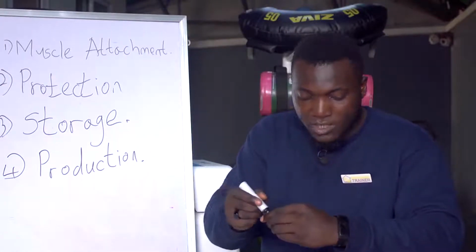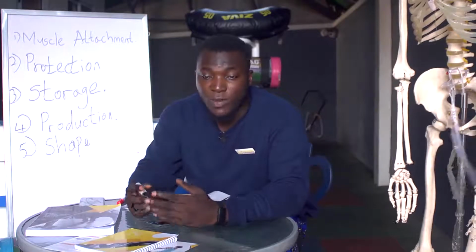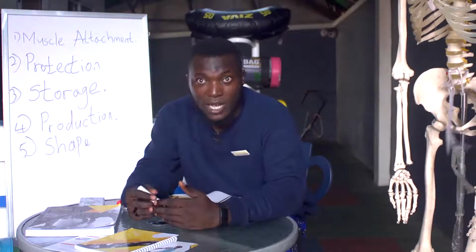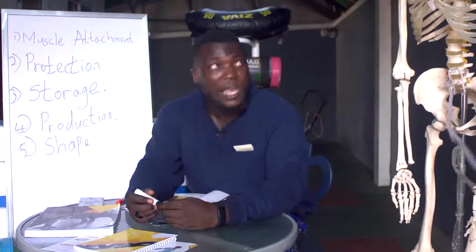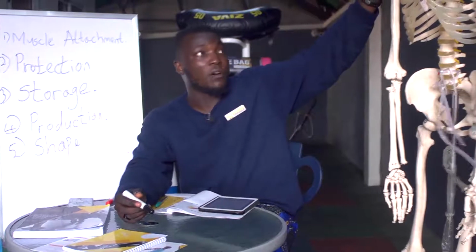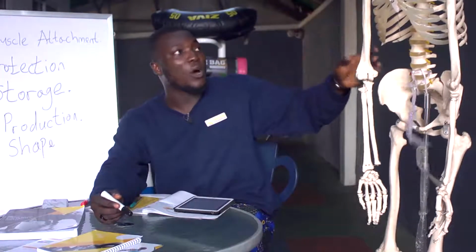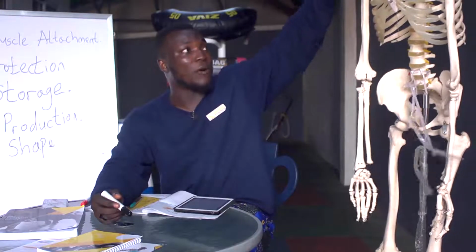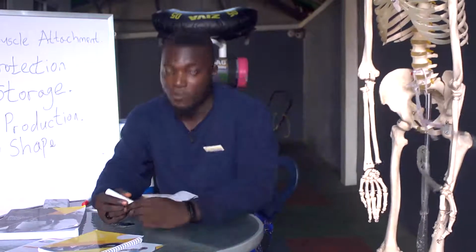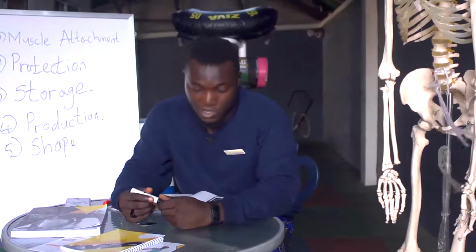The fifth one is shape and structure. The reason why we are shaped the way we are is because of the skeleton, and the reason why birds are shaped the way they are is because of their own skeleton. For example, this is the skeleton of a human being. The reason why we are shaped or structured the way we are is because of the way our bones are arranged. So the fifth one is shape and structure.